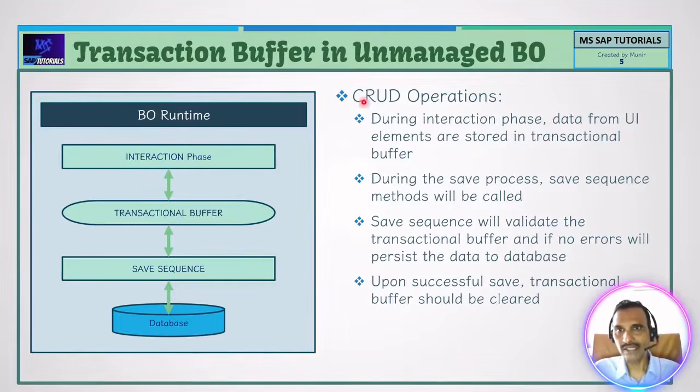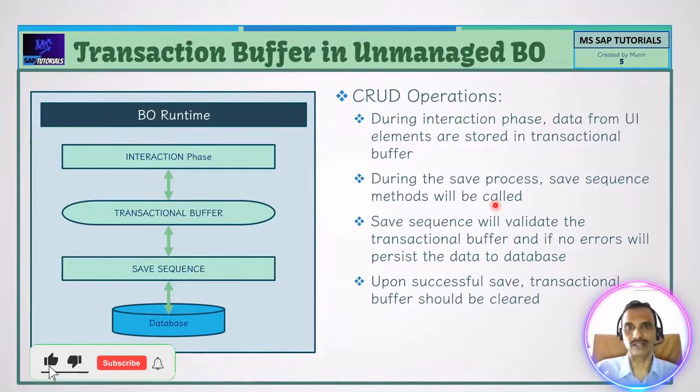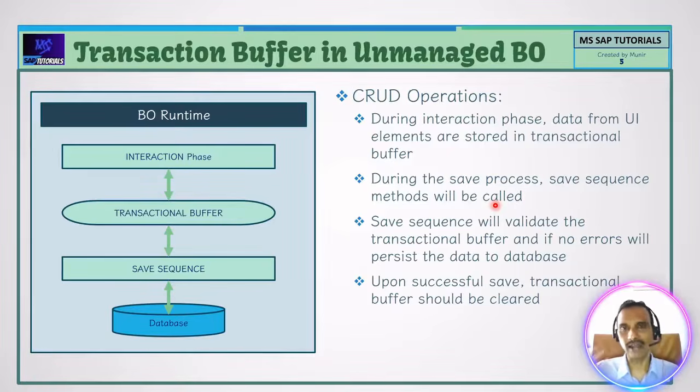Now, once the interaction phase is done, when the user presses on save button, the save sequence will be called. And it is not just a method, it is a series of methods that will be called in a respective sequence, and that is why it is called a save sequence. You should know what save sequence is, what are the methods that are in the save sequence process, and in what sequence they are called. Once you know that, it is easy, guys.